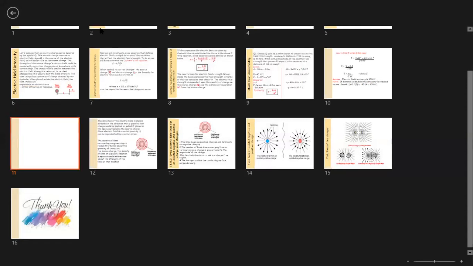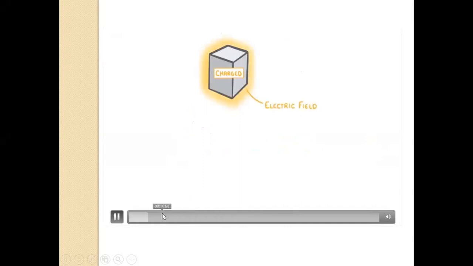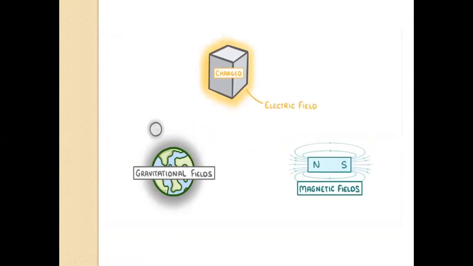Now I will show you a video. If you imagine any charged object, it will always have its own electric field all the way around it, just like masses have gravitational fields and magnets have magnetic fields.